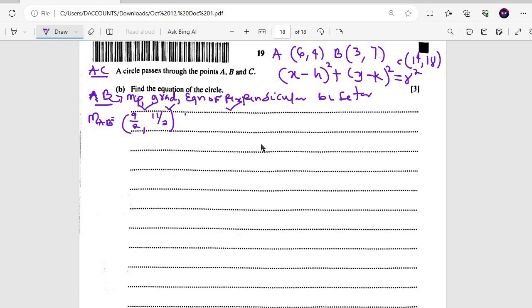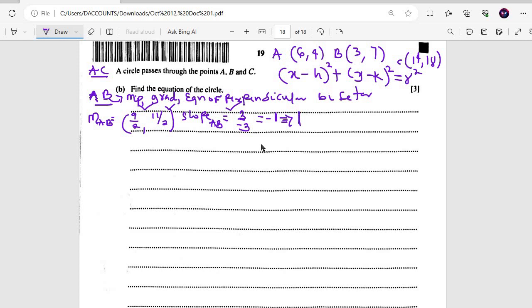Now get the slope of AB too. Change in y over change in x. There's no space, that's how I'm doing this. Change in y: 7 minus 4 is 3. Change in x: 3 minus 6 is minus 3. The gradient is minus 1. I'm looking for the equation of the perpendicular bisector, so you flip the gradient. The gradient is now 1.